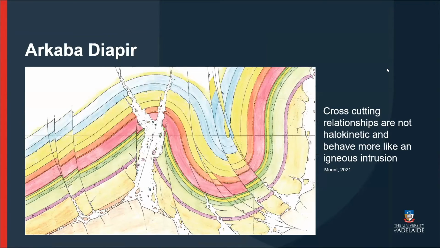And then one of the last few things I want to talk about, I just wanted to bring this up because I've had lots of conversations with the author of this, Trev Mount. He's had some really amazing observations at Arkapa diapir. You can see here that his diapir is sitting right here, and the way that he's drawn it doesn't form how a typical diapir behaves. It is behaving the way that it's drawn more like an igneous intrusion. Like the rule of cross-cutting relationships is really being applied here.